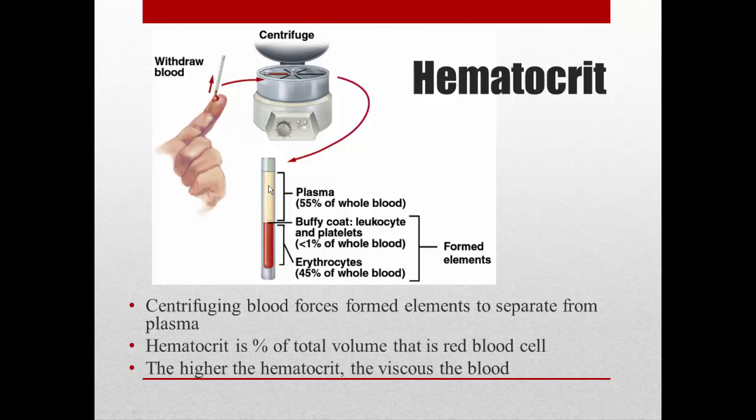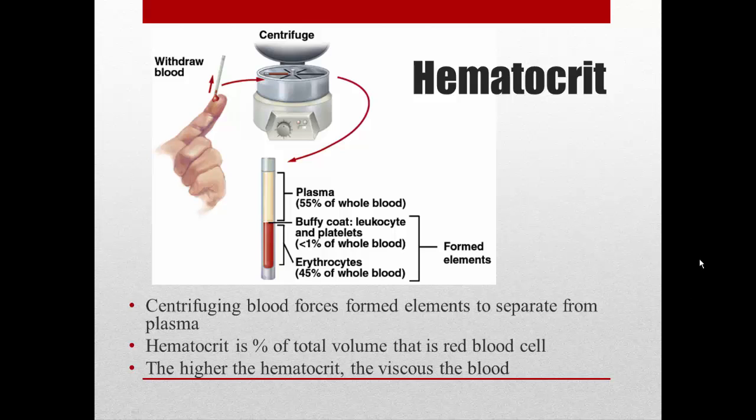And so if I measure this whole thing, let's say it's 100 millimeters long, then 45 millimeters of that is going to be red blood cells, so that makes it 45% of the entire blood is erythrocytes. 55 millimeters out of that 100 millimeter length would be plasma, so it's 55% of the whole blood. Now, there is a little teeny buffy coat in between, as it's called, that contains the leukocytes and platelets. It's kind of hard to see, but it is a little teeny layer in there.